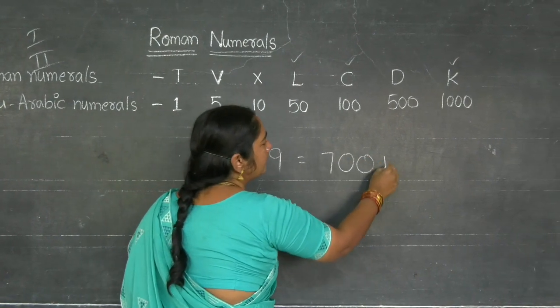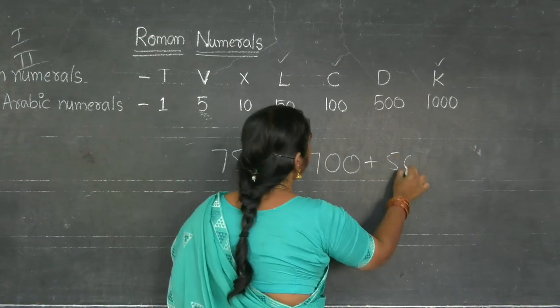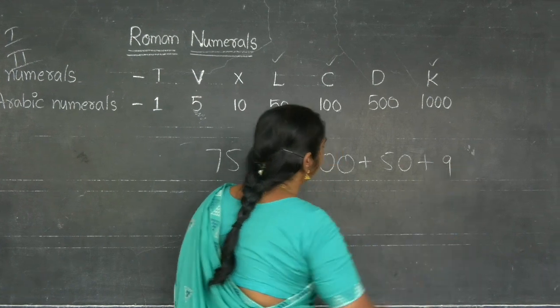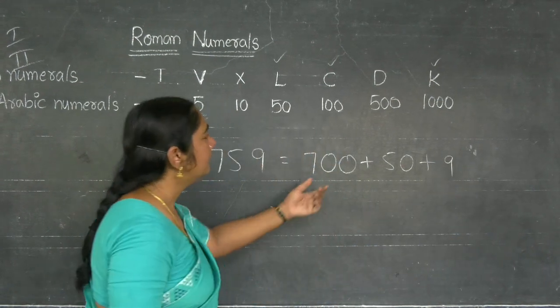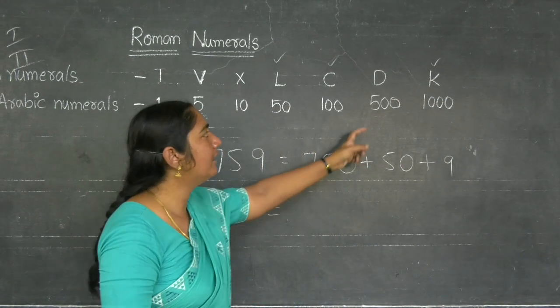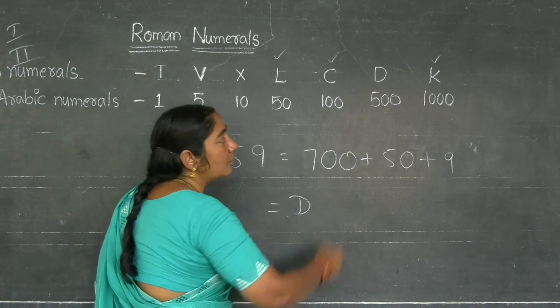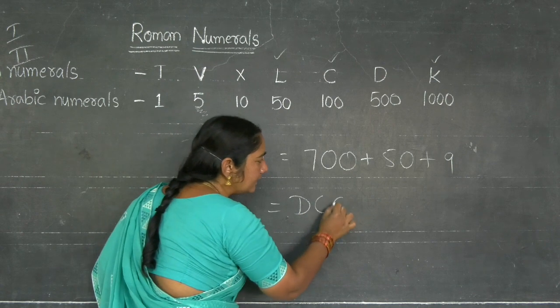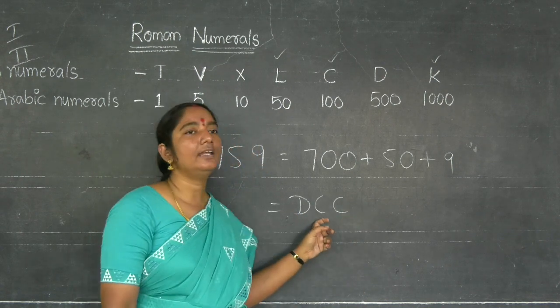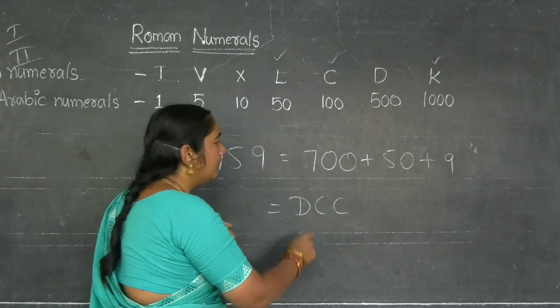700 plus 50 plus 9. 700. See, my dear friends, already 500, you know. That is D plus 200. That means C and C. C, you are adding. Okay.